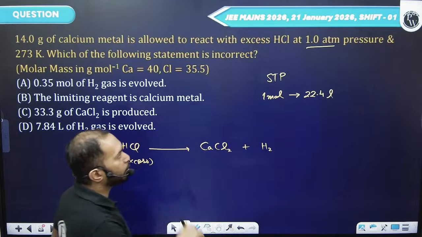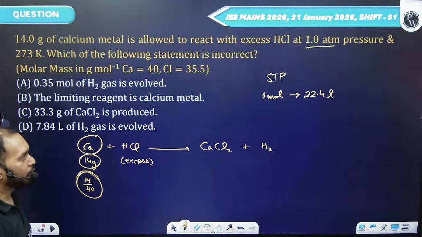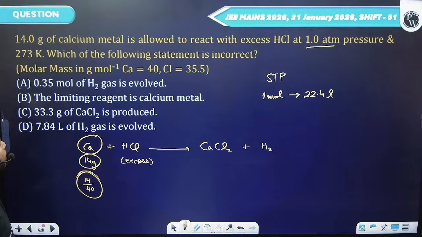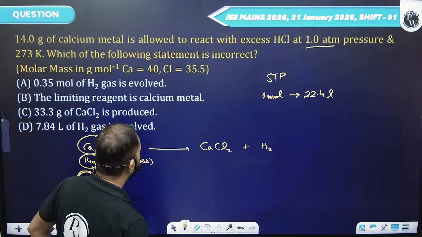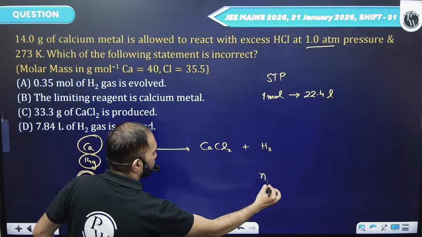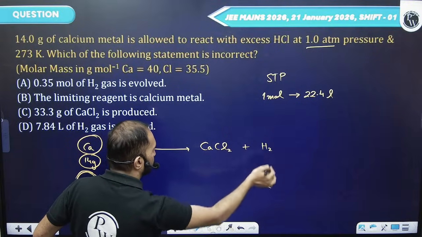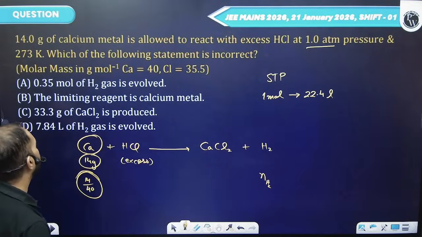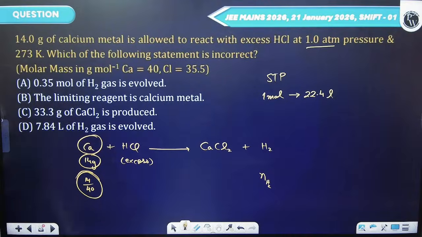According to new STP, the condition is 1 bar, right? If you take 1 bar pressure and 273 Kelvin, then 1 mole of gas occupies 22.7 liters. Here you can take 22.4 only, right? So once you calculate the number of moles of H2, you can use this relation to convert it into volume. So you will get the idea whether this statement is correct or not.